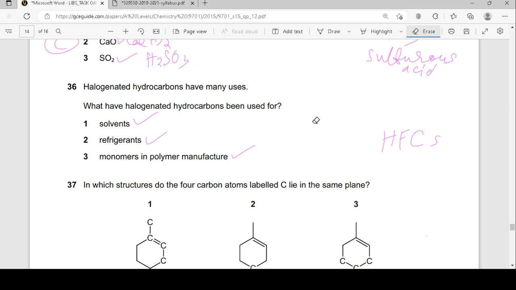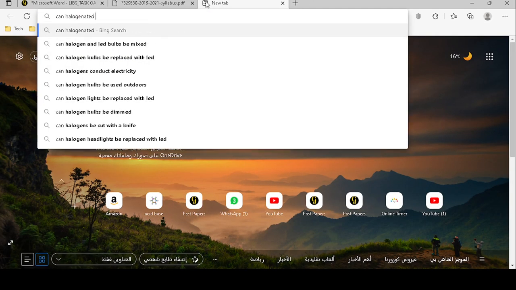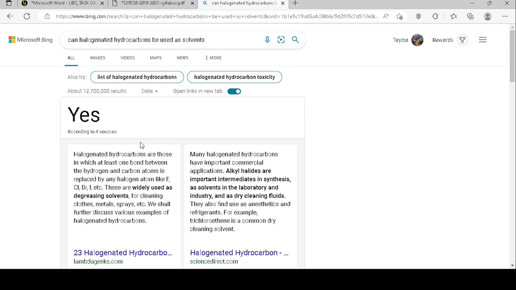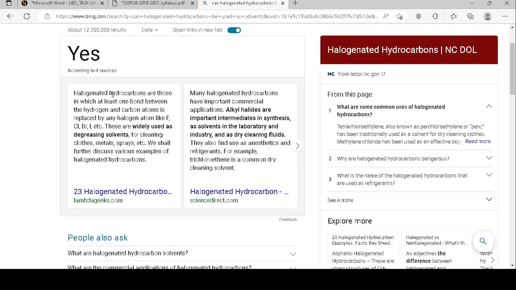I would say organic, so does that mean you could use it? I don't know, but I mean, why not? Why could we not use it as a solvent? Can halogenated hydrocarbons be used as solvents? Yes, halogenated hydrocarbons are those in which at least one bond is hydrogen carbon, blah, blah, blah. These are widely used as degreasing solvents. Cool, for cleaning clothes, metal spray, etc. Okay, so alkyl halides are important intermediates in synthesis, as solvents in the laboratory and industry.